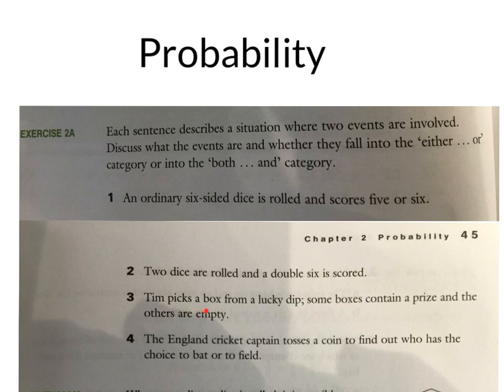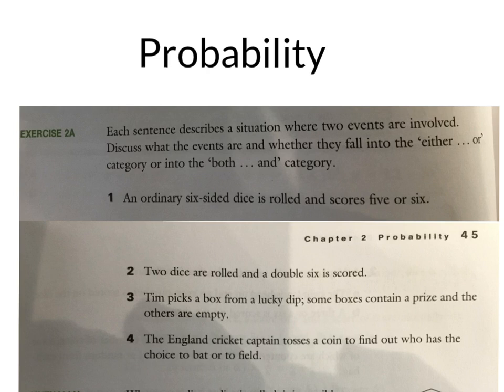Number 3, Tim picks a box from a lucky dip. Some boxes contain a prize and others are empty. Hit pause. So this time he's picking from a lucky dip. There are two things that can happen. You can get a prize or you can get no prize. It will be empty. So either you get a prize or you don't get a prize. So that's an either-or. You can't get a prize and not get a prize. It says Tim picks a box from a lucky dip. It only does it once. So he either gets a prize or not.